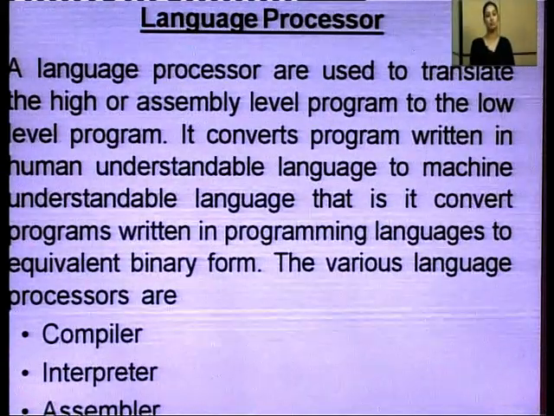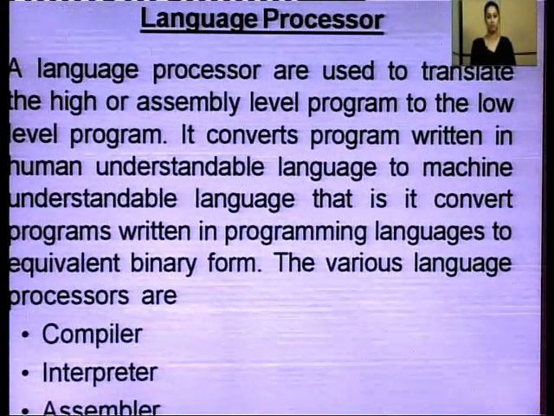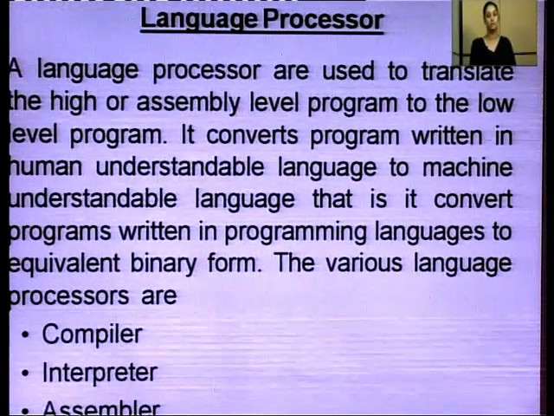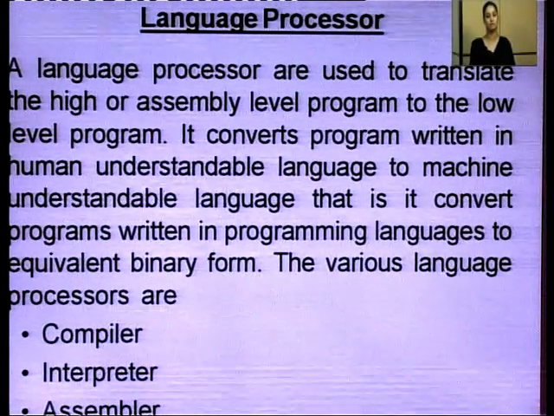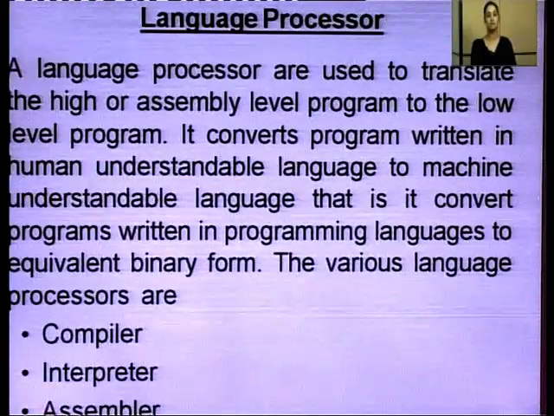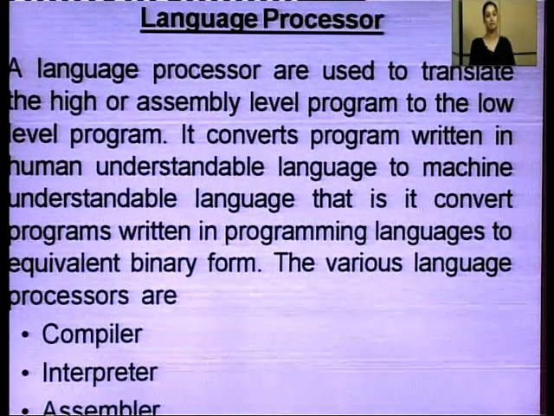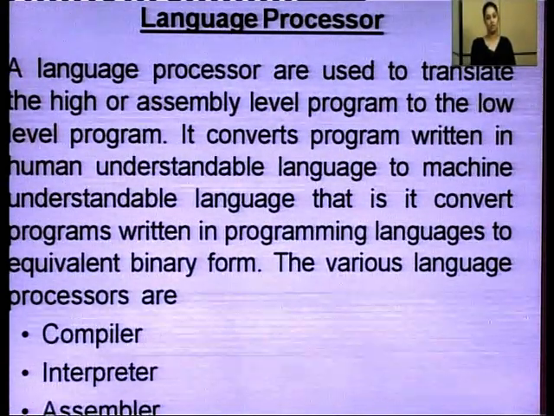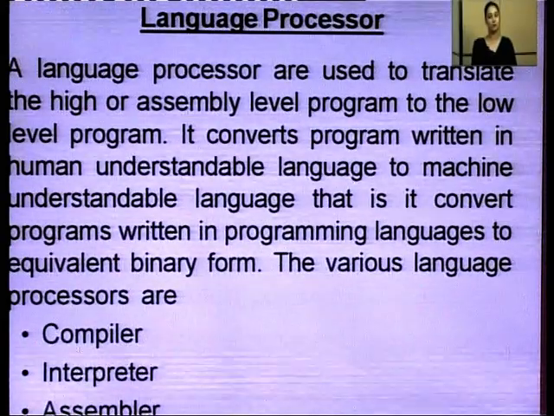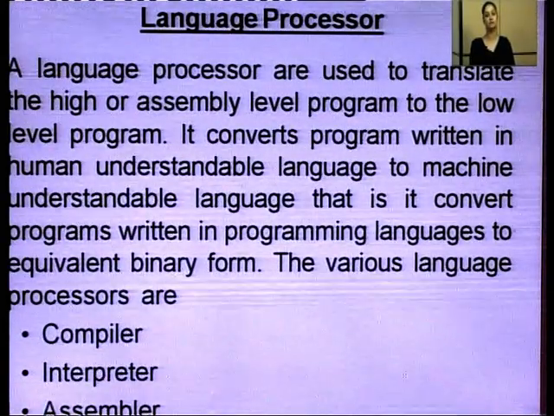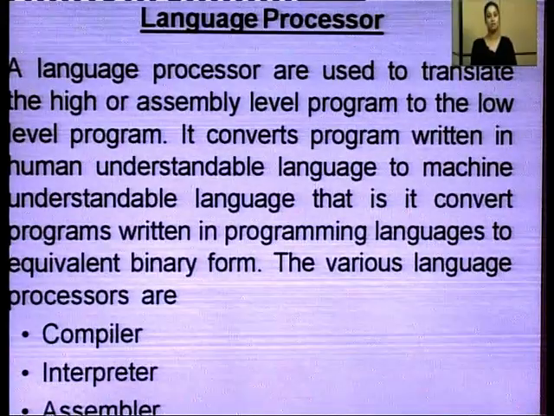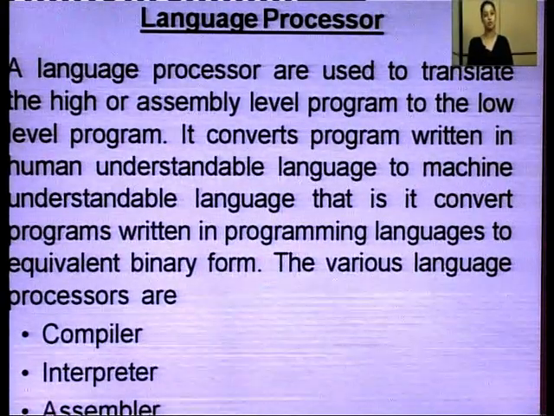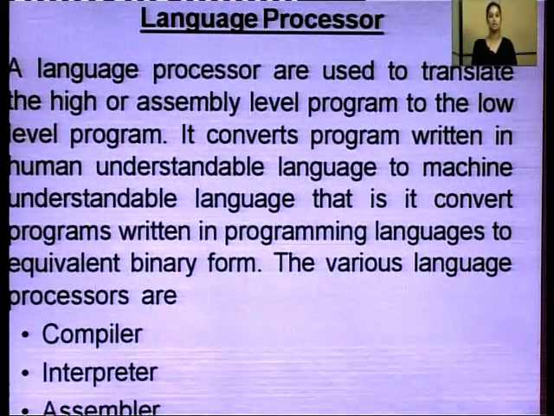The program written in the human understandable language is converted to machine understandable language. Machine understandable language means a language in binary format, because the system understands only binary format, that is in the form of 0 and 1. The language processor converts that human understandable language to binary language or any low level language. The various language processors are compiler, interpreter and assembler.